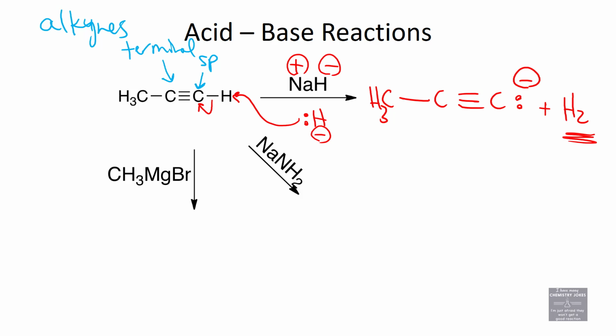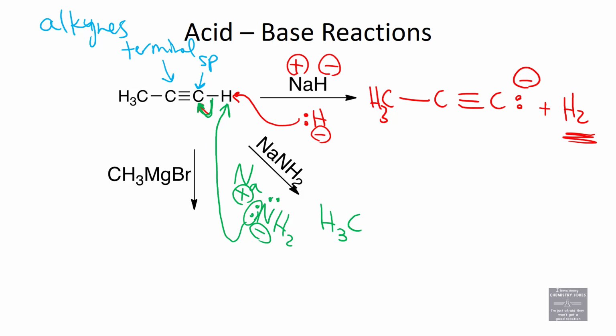Okay. This sodium amide, NaNH2, that's an ionic species as well. That's an NH2 with a minus. It's a base. That base can take a hydrogen from that terminal alkyne and give electrons to that carbon, resulting in exactly the same product as above, the conjugate base of my terminal alkyne, but the conjugate acid looks a little different. It's ammonia this time.